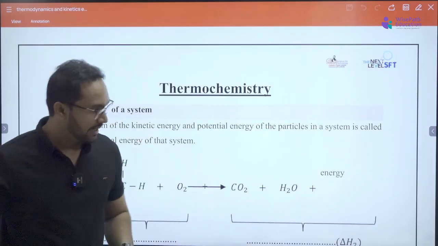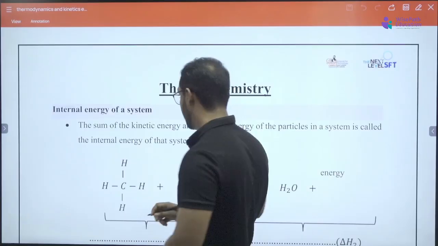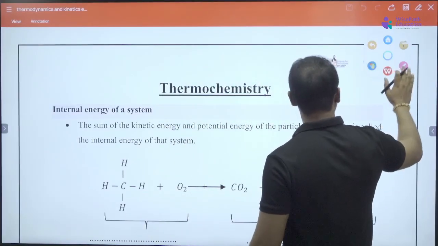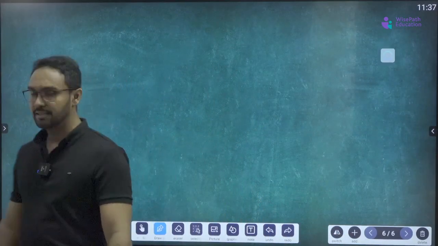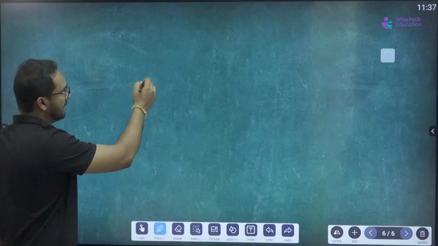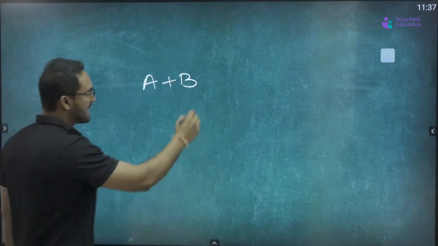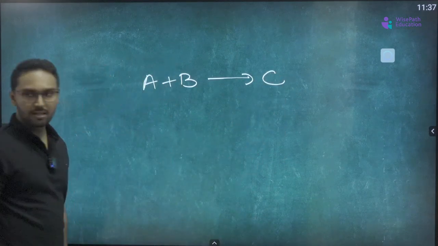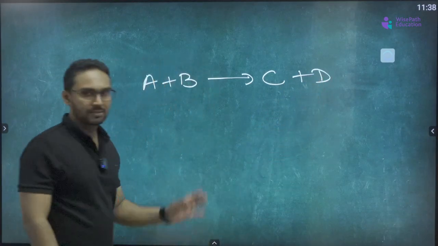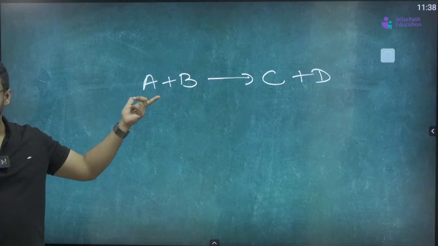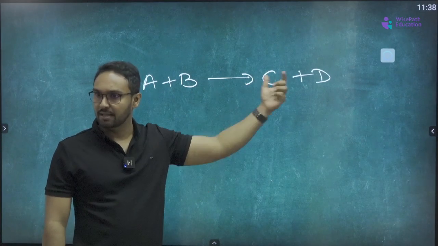Now a few things can happen. I will write this down. Let's say A plus B are reacting to produce C, and let's say C plus D, so we have another product. The reactants are A and B, and the products are C and D. So these are the reactants, these are the products.